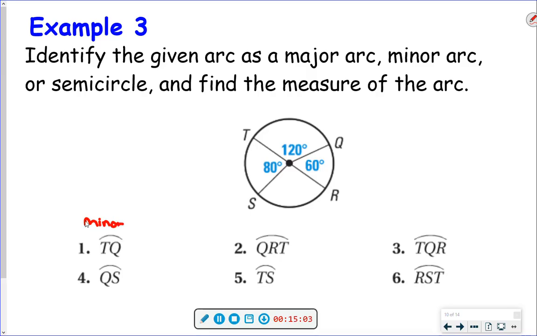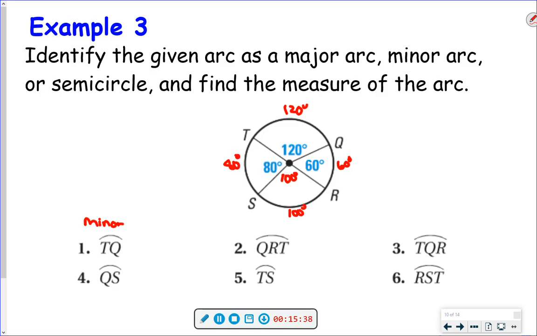Okay. Now, let's fill in the missing pieces. We know the full circle's 360. Let's figure out this one that's not labeled. 80 plus 120, I'm at 200, 260. Oh, I've got 260. I clearly need how much more to get to 360? 100. Now, up to you, I'm going to label it all because I like to get carried away. Remember, the angle equals the arc. So I'm going to label all the arcs. 60, 60, 120, 120.